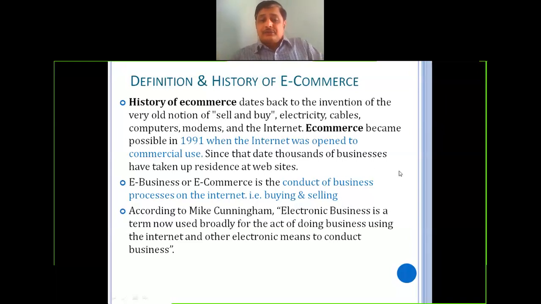Even according to Mike Cunningham, electronic business is a term now used broadly for the act of doing business using the internet or other electronic means. Other electronic means we make use of include mobile applications and common platforms. Maybe I can mention Bangalore One as one of the best examples, a public platform created to deliver services for multiple options available in Bangalore city. So that is how people started getting involved in e-commerce activities.